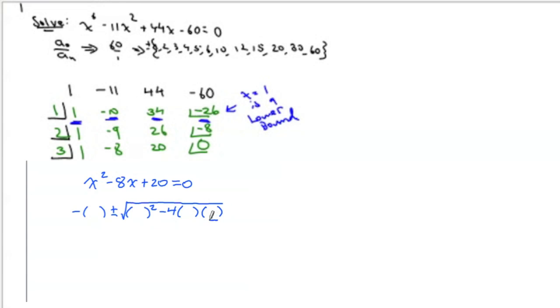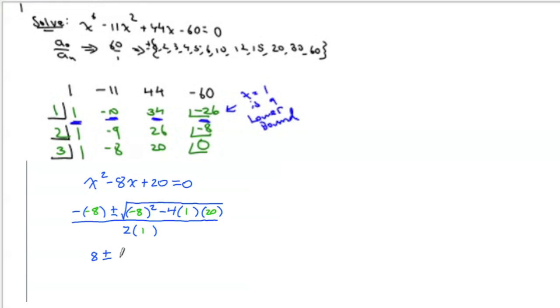Ooh, 2a. Okay. What's b in this? B is negative 8. So it goes here and here. A is 1, c is 20, and a again is 1. So the hard part is actually the inside.